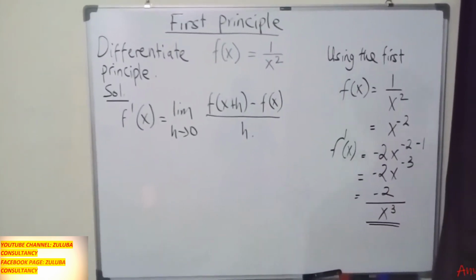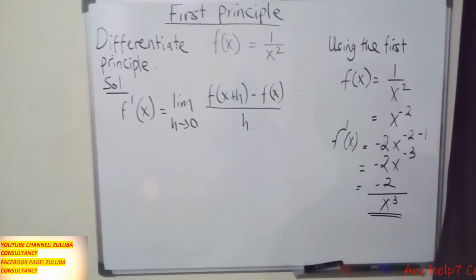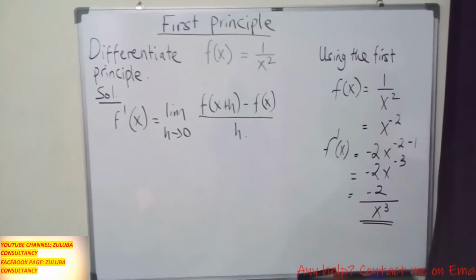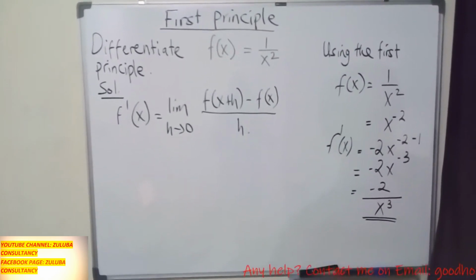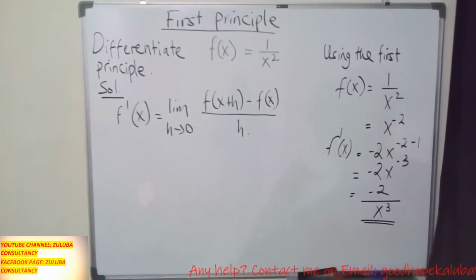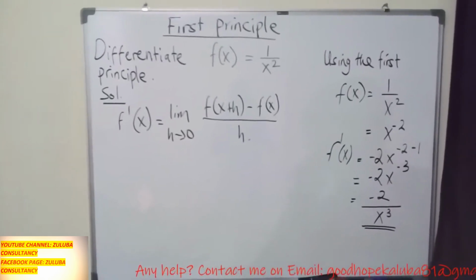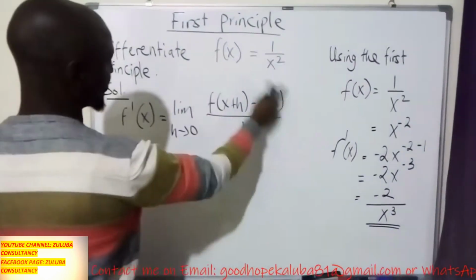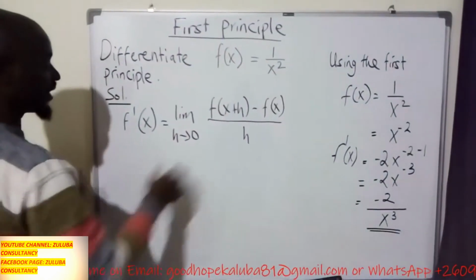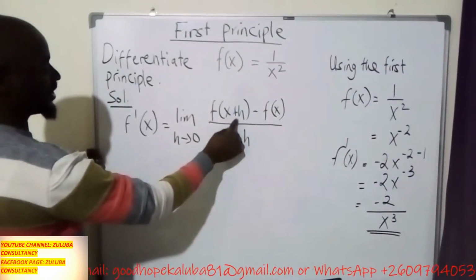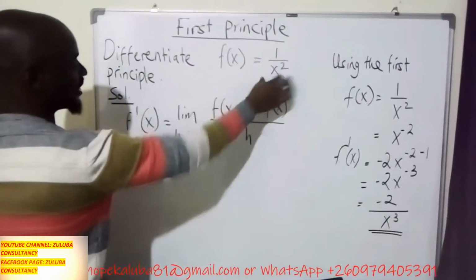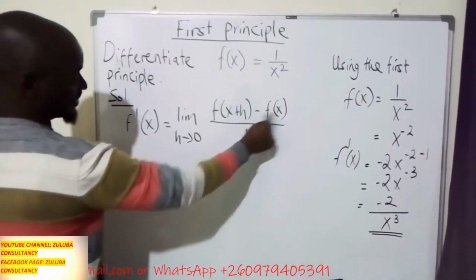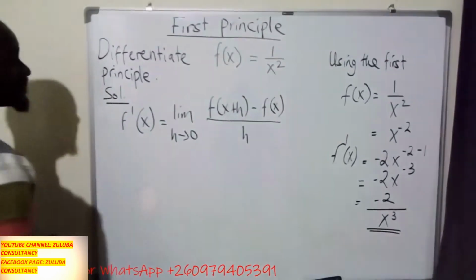Now, in our question here, we have to use what we call the first principle. The first principle is also called the limiting process. Okay, we are going to use the limiting process. So we are saying we have to find the limit when h goes to 0 of this. What we have to do is, in this function we have to put x plus h wherever there is x, then minus the actual function, then divide by h.